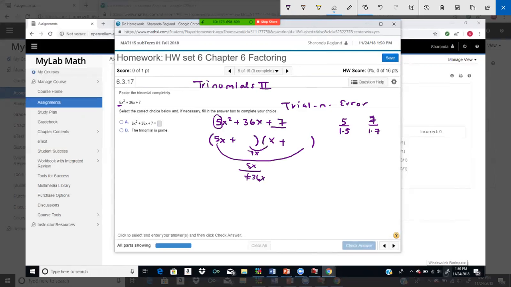So let's swap, erase that, erase that, erase that. And let's see. Let's put the 7 here and the 1 here. So that will give me a 1x, that will give me a 35x, and that will give me a 36x. Good. So that was just a little bit of trial and error, so that works. So your factors for 5x squared plus 36x plus 7 are 5x plus 1 and x plus 7, okay? Or x plus 7 and 5x plus 1. But it doesn't matter the order, as long as you have the partners, the right people together.